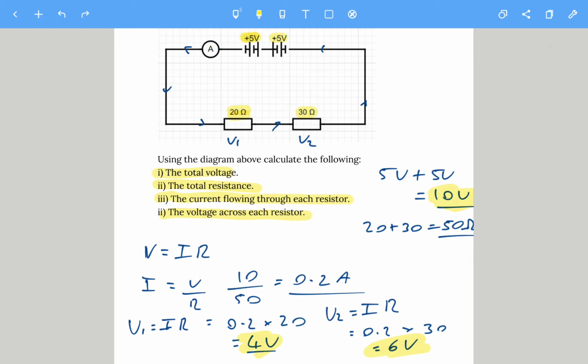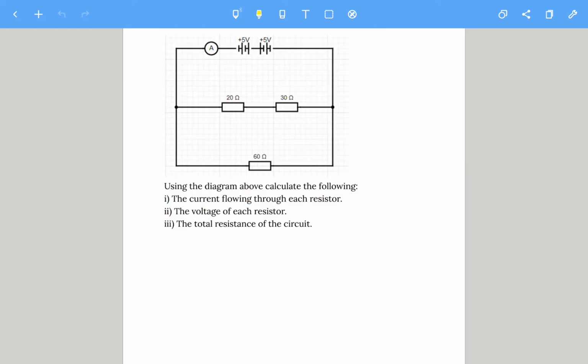Let's see how we cope with this one. Alright, so if you want to pause and have a go at this one, it's a little bit tricky, and then I'll take you through the answers in a second. Alright, let's have a look. So we've got the circuit, and it says, using the diagram above, calculate. So the first one is the current flowing through each resistor. So I'm going to call this one R1, this one can be R2, and this one R3.